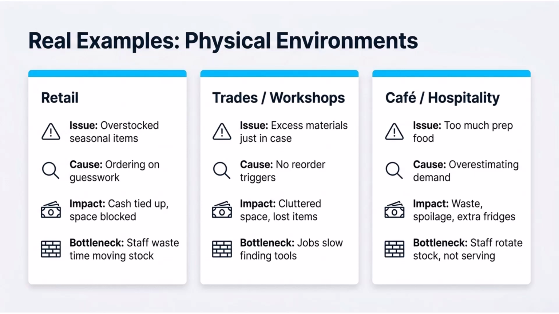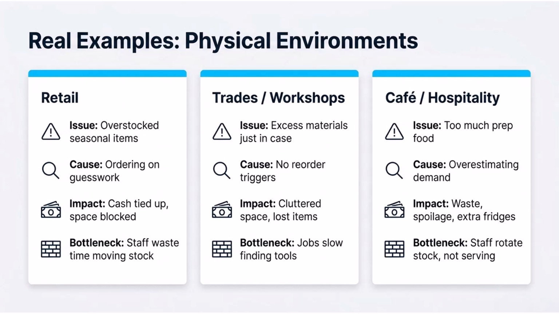Second example is in trade and workshops. The issue in this case is excess material ordered just in case you need it. The cause is there's no reorder triggers. Nobody has set a point at which actual ordering needs to kick in. So the folks are either ordering too early, or they're ordering much larger quantities than needed just to make sure they feel safe. The impact is clutter, space, and lost items. And the bottleneck is jobs slowed down because people spend time hunting for what they need rather than doing their actual work.